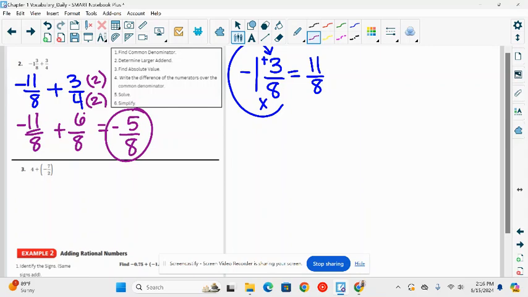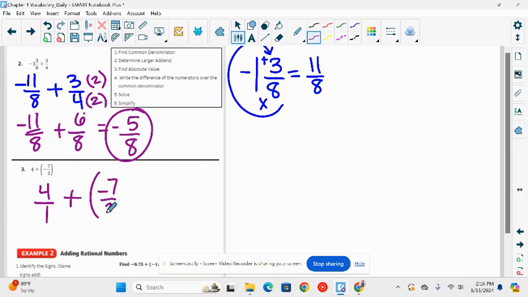Now I have a whole number and an improper fraction. You have to turn the 4 into a fraction, and then turn it back. So how are we going to change the 4 to a fraction? You just put a 1 under it.